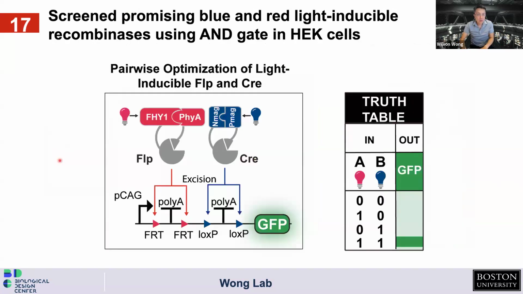Okay. So next thing we do, now we have red light, and we know we have blue light as well. Now we want to see if we can use them together to control gene expression. So, for example, let's say we want to build, this is just an example, okay? We don't really need this, but this is an example.